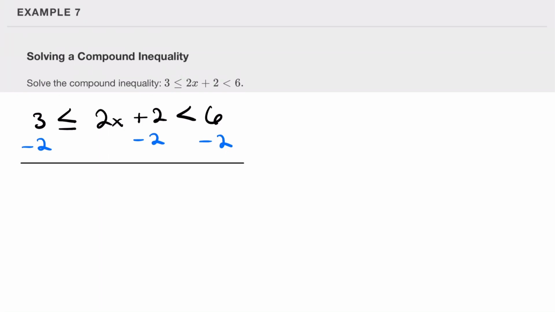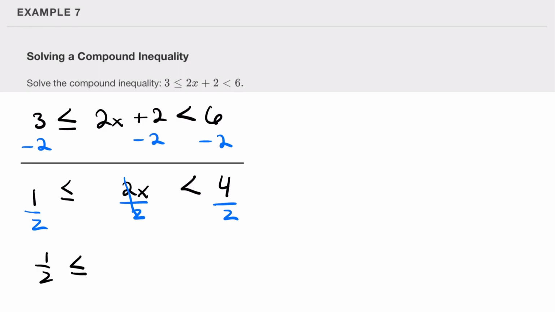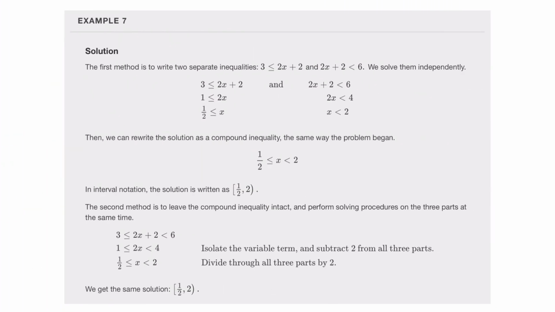Now, on that left part, we get a 1. This just comes down. Now here we have a 2x. This comes down, and that's a 4. So now we can divide all parts by 2. Here we have a half. It's less than or equal to x, which is less than 2. Let me see, how do they want their answer? Okay.